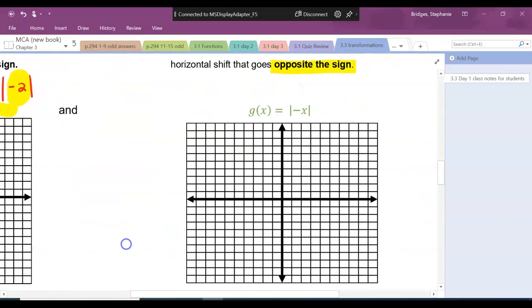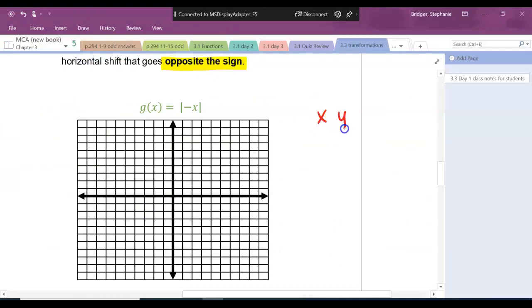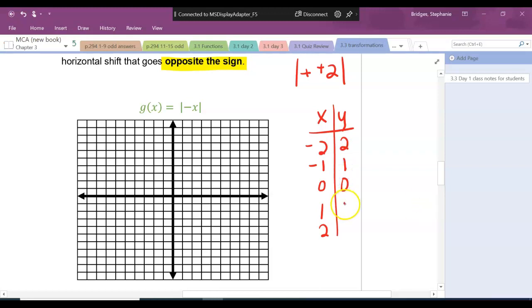Now, we're going to do the same thing, but to the other piece. Same 5 values. And this time when I plug it in, there is a negative inside of the absolute value, but when I plug in that first one, it's also a negative, right? What does a negative turn? Positive, and then the absolute value of that is just 2. So this time it's always going to be positive values. So that will be a 2, 1, 0, 1, 2.